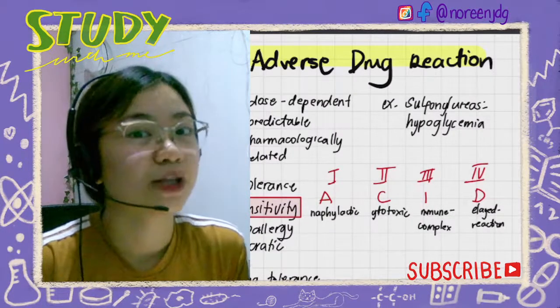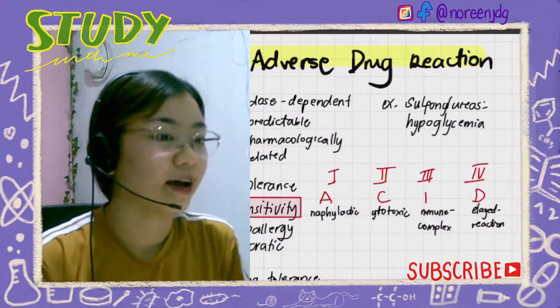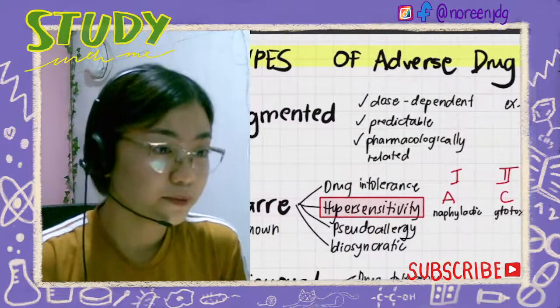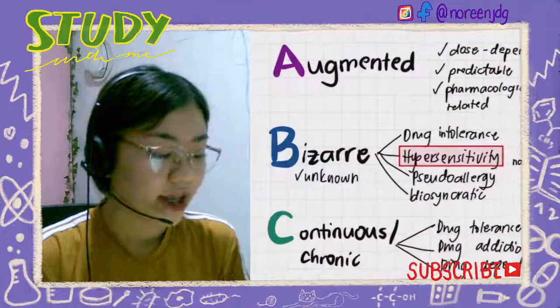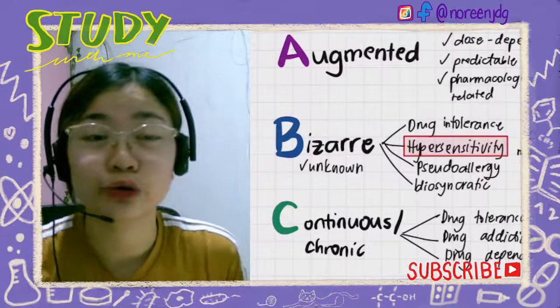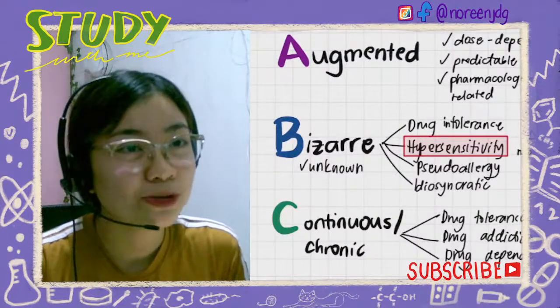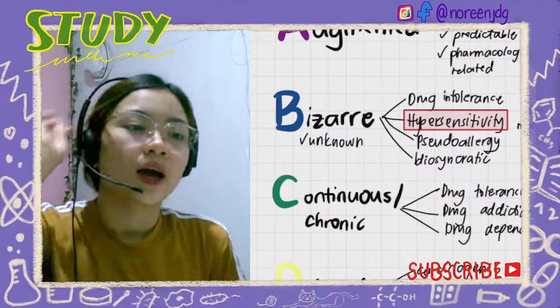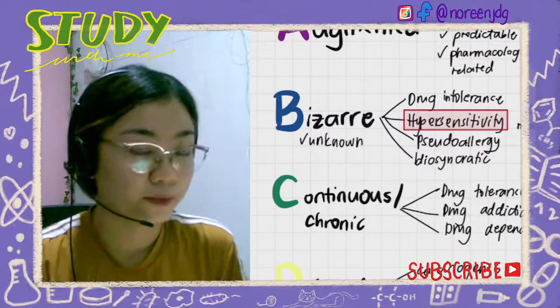Pinapataas niya yung bradykinin. That's why it can cause dry cough. Next is bizarre. So, when we say bizarre, it is unknown. Hindi mo alam kung bakit nangyari yun. Like, you don't know. So, it's mostly about the genes kasi hindi siya explainable. We have 4 types ng bizarre type of drug reaction.